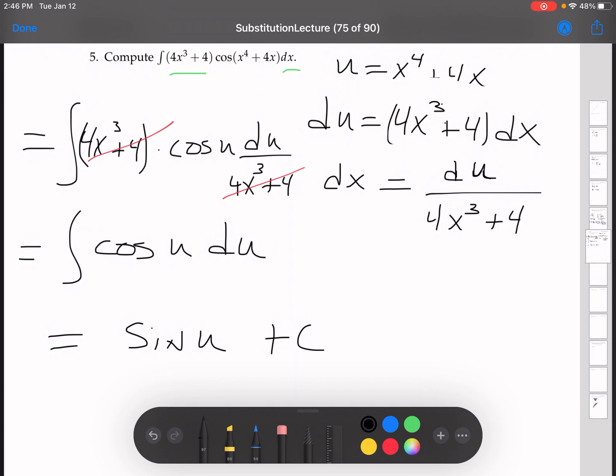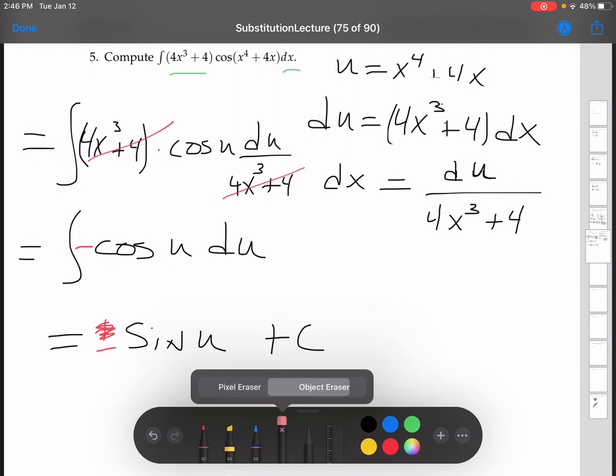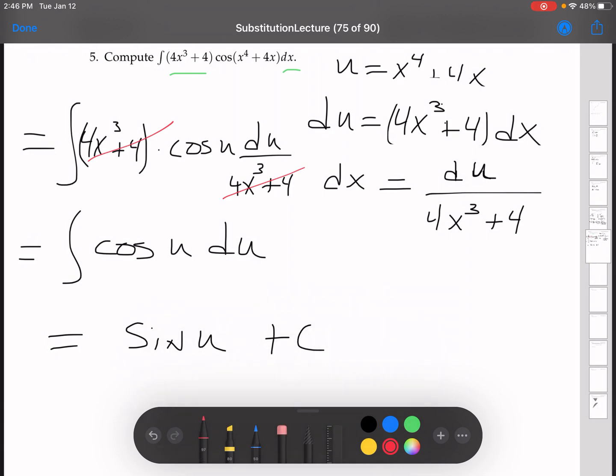All I'm saying here is I never remember if it's positive or negative. So when I do it in my mind, I write down the plus or minus, and I say to myself, okay, if it was the minus, the derivative of sine is cosine, so that would be a negative cosine here, so that's obviously not the right one. So it's going to have to be positive. All right, sine u plus c, now we have sine of whatever we made u. That's sine of x to the fourth plus 4x plus c.